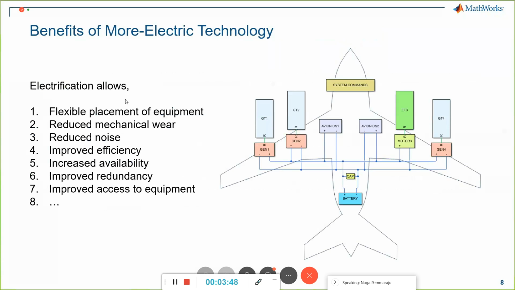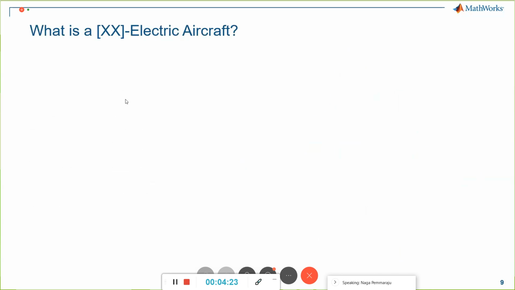If I can just list it down, as I said earlier, basically it helps you to be more flexible with your equipment, the way you place your equipment. It reduces your mechanical wear and tear. Of course, the noise, which is a big part of the mechanical systems, they're trying to reduce that. It improves efficiency, availability, and of course, easy access to your equipment. So these are some of the benefits that electric technology brings, and let's see how this can be used for an aircraft. So what is an electric aircraft?